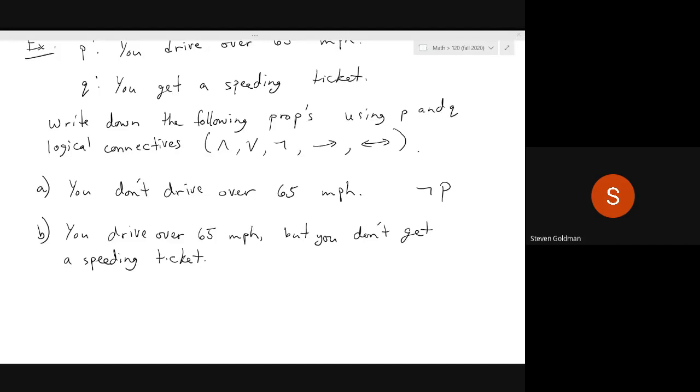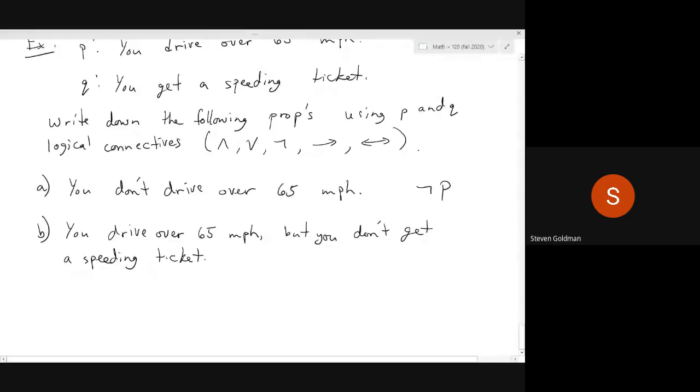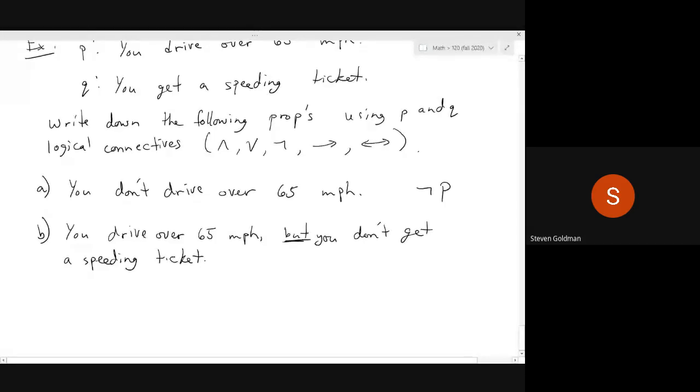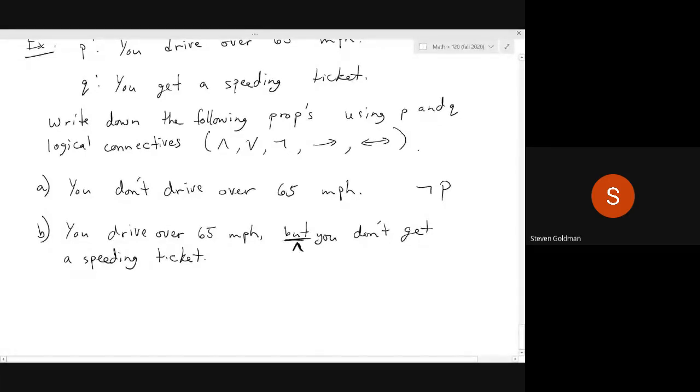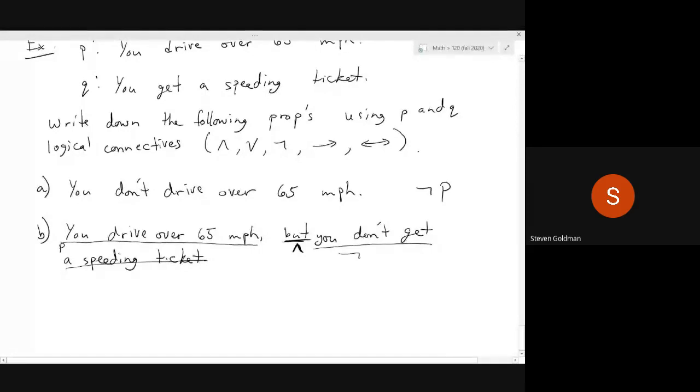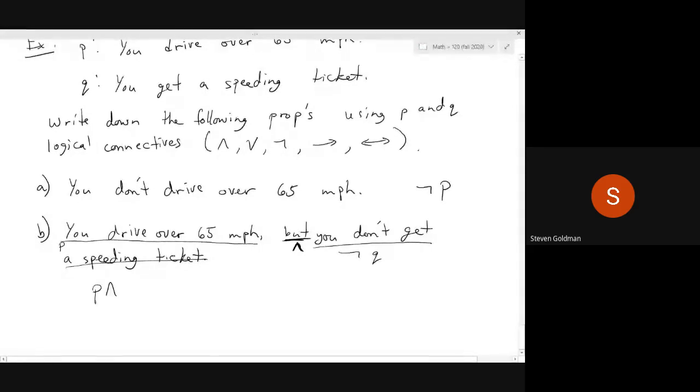How would we express this one using our logic symbols? Remember, the word but is usually used to mean and. So that's conjunction. You drive over 65 miles per hour, that's P. You don't get a speeding ticket, that is not Q. So this is P and not Q. That would be our answer.